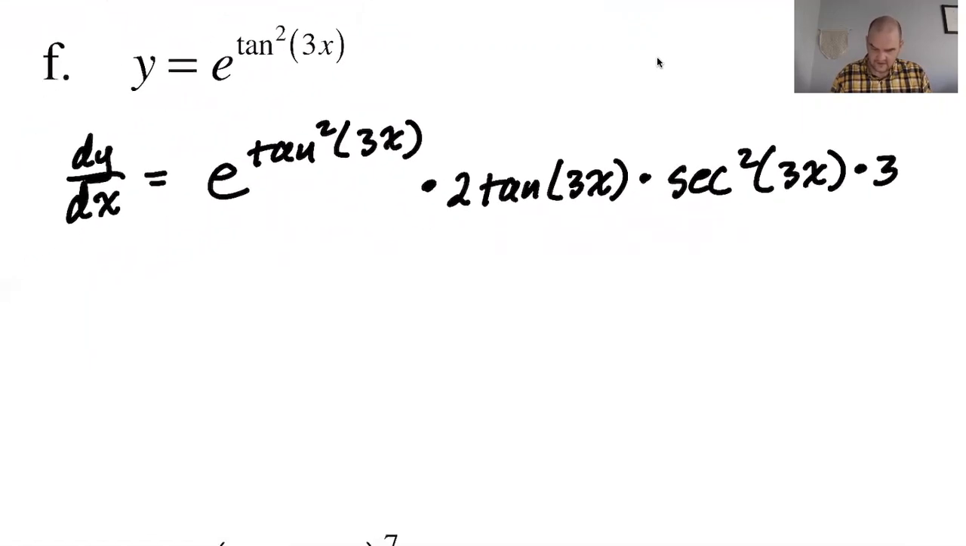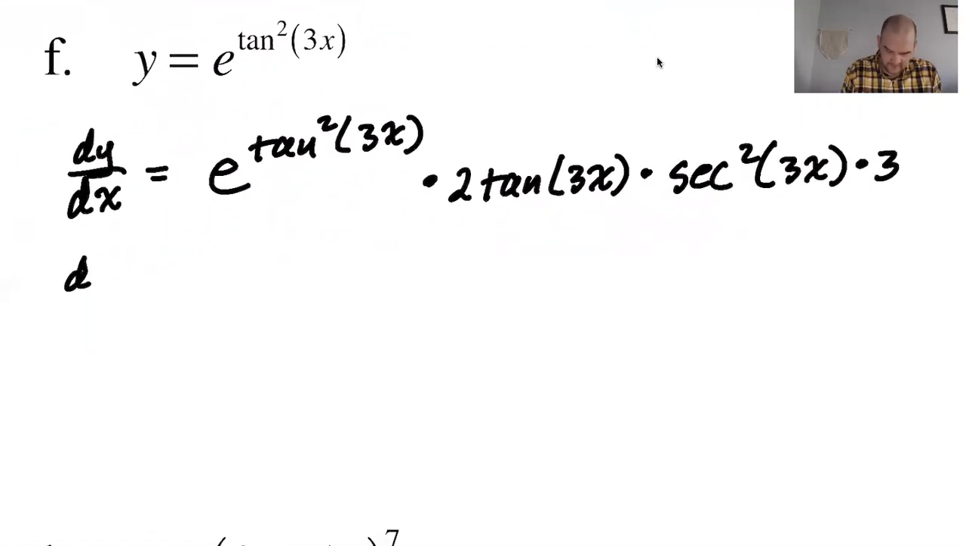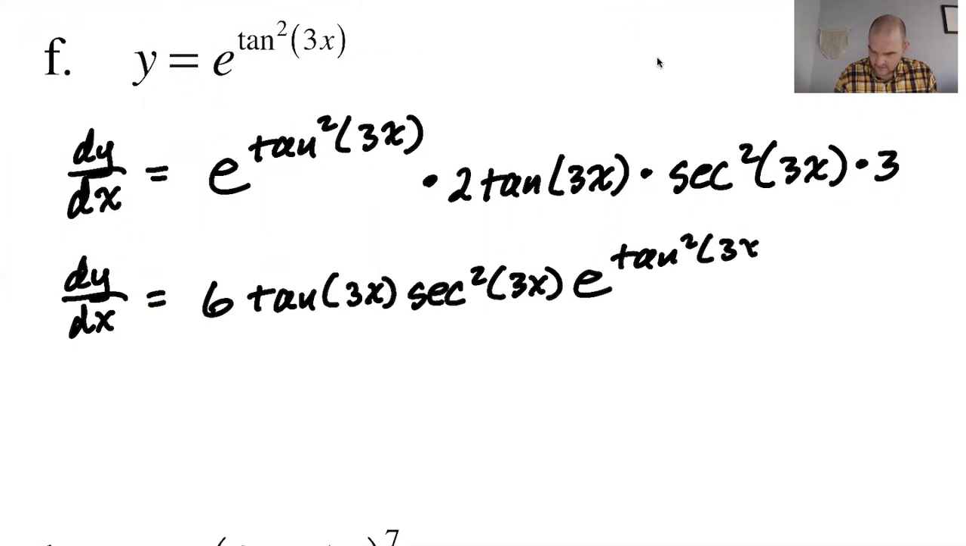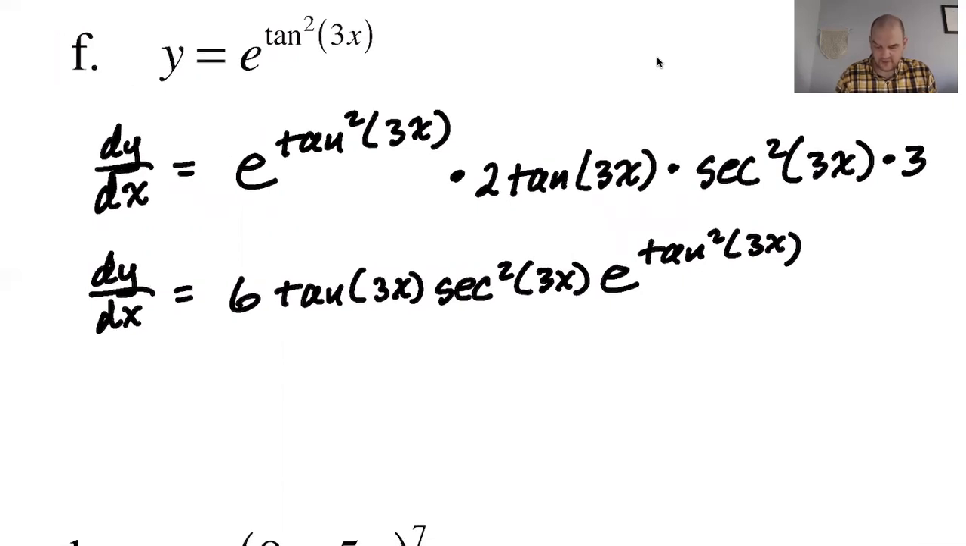And it looks a little better if you clean it up a little bit. So 2 and 3 gives me 6. I don't know what the most conventional way of writing this would be. I'm going to go with 6 tangent of 3x, secant squared of 3x, and then e to the tangent squared of 3x. All right, so there's a lot of functions involved there, so I'm actually going to write them out, right?